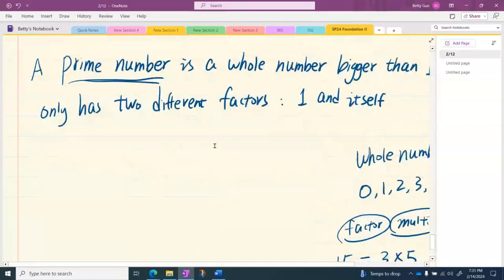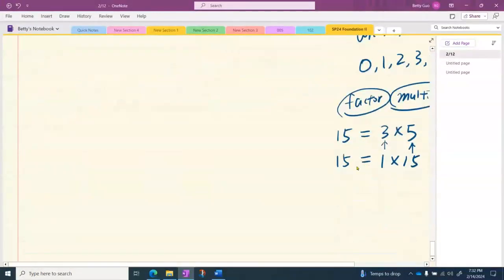In order to be a prime number, the prime number can only have 2 different factors. The 2 different factors are the number 1 and itself. If the number has a third factor, then the number is not a prime number. Okay. We were talking about 15 earlier. Would anybody like to use the definition to determine if 15 is a prime number or not?